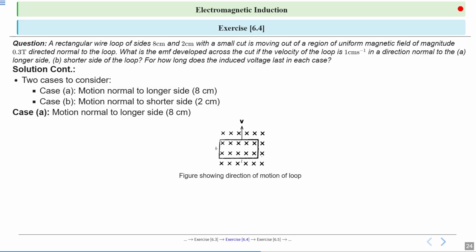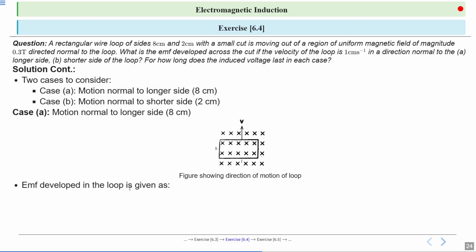So this is diagrammatic representation. This is a loop having length L and breadth B, and the direction of velocity is perpendicular to the longer side, that is L. It is going in the outward direction from the magnetic field.